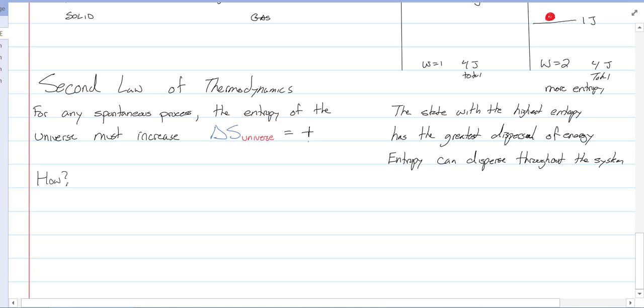How does this happen? Either the system increases in entropy, or the system liberates energy to create disorder in the surroundings.